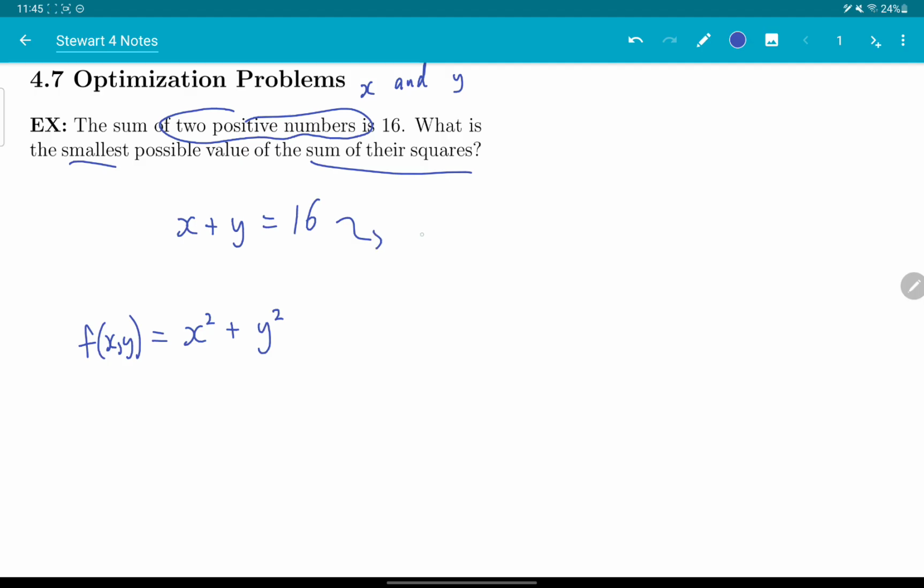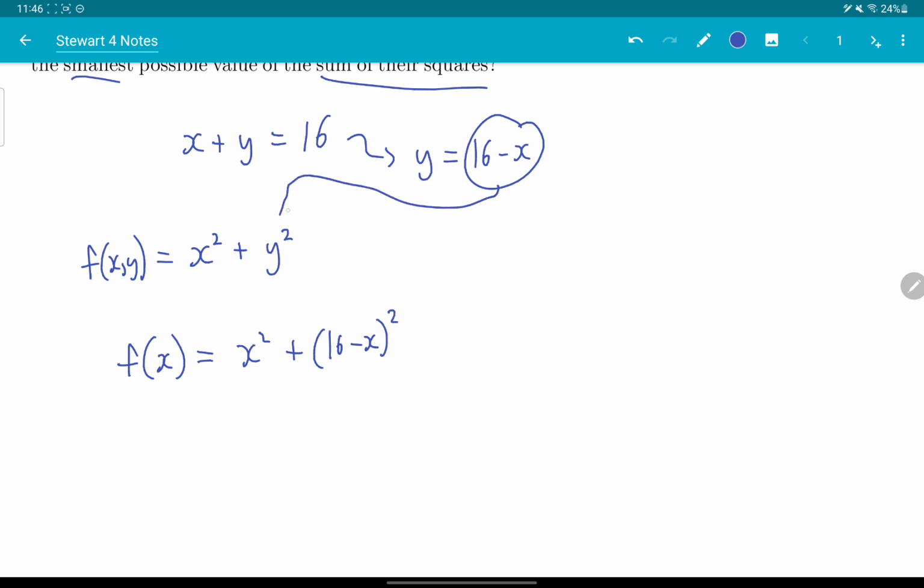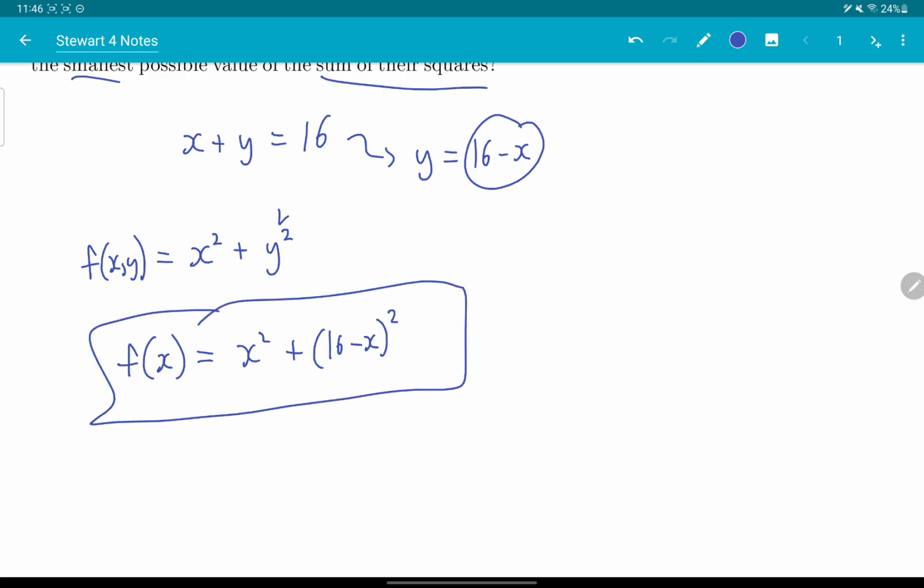So I can solve for y here. y is going to be 16 minus x. And then I have f will be in terms of just x. Like so. So I took my 16 minus x, plugged it in for y, thus eliminating a variable, and now I am in a calculus 1 situation.